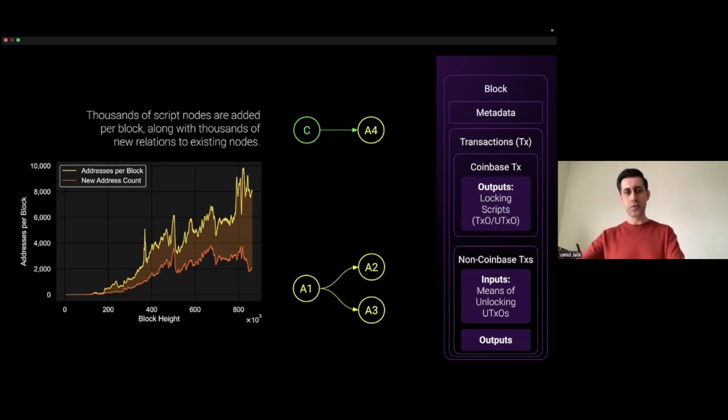The yellow line shows the addresses that were created before, but are reused in this block. So it means you're not creating a new node, but you're adding a new reference to that node. So basically, you're adding new edges to that node. In this case, we're looking at around 8,000 new edges, incoming and outgoing to different nodes, added in each block. And again, we're adding every block every 10 minutes. So every 10 minutes, you're adding about 8,000 new edges to the existing nodes in this graph.